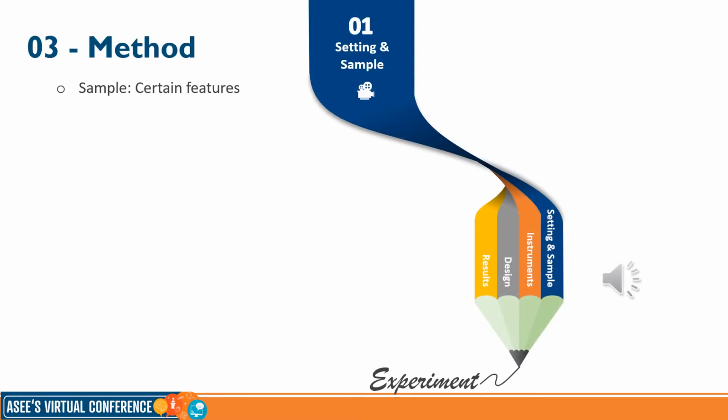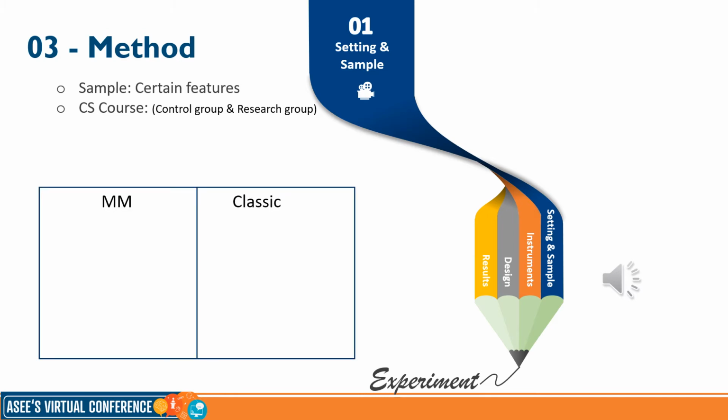We want our sample to have certain desired features, like students still building their computational thinking skills, also from different majors, and the course itself related to computer science. So we did code sampling and we selected an Introductory Computer Science course. This course had two sections with 40 participants registered in each section. We treated each section as a group, control group and research group. One group was taught using the mind map and the other using the classic method.